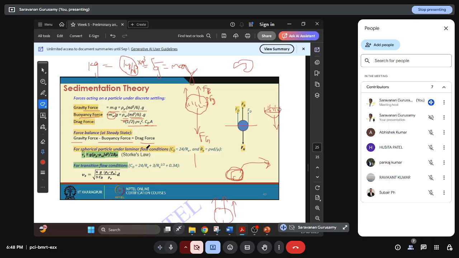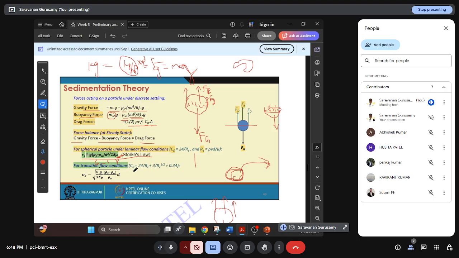If you do all the calculations, you will get this formula based on Stokes law: g d square by 18 mu (rho p by rho w minus 1), or g d square by 18 nu (rho p by rho w minus 1). If it is a dynamic viscosity, rho p by rho w. If it is a kinematic viscosity, s minus 1. Okay, please know this formula. Only Stokes law will be always useful.